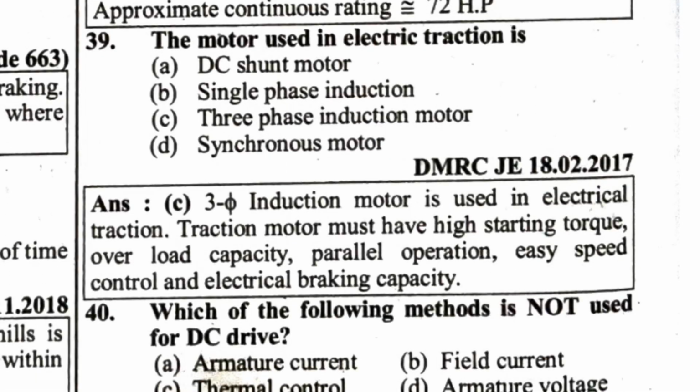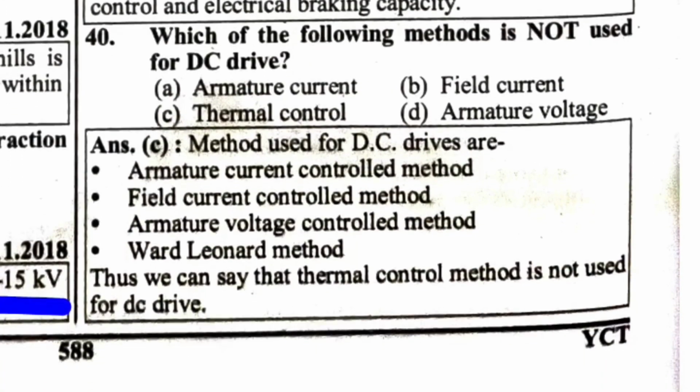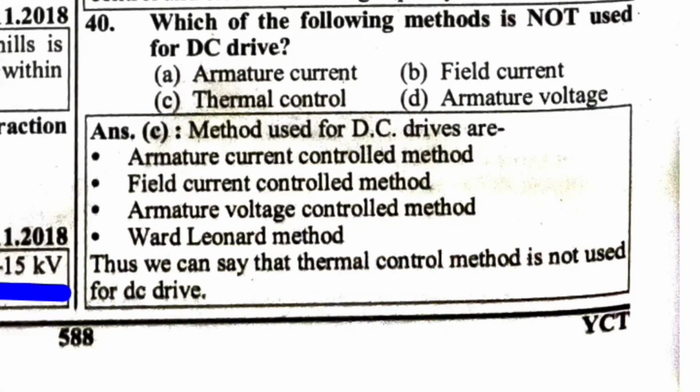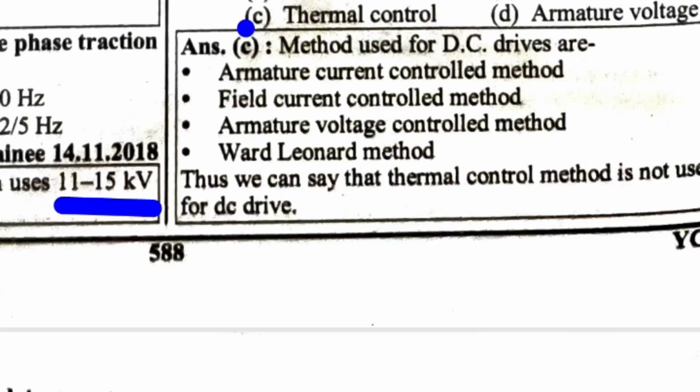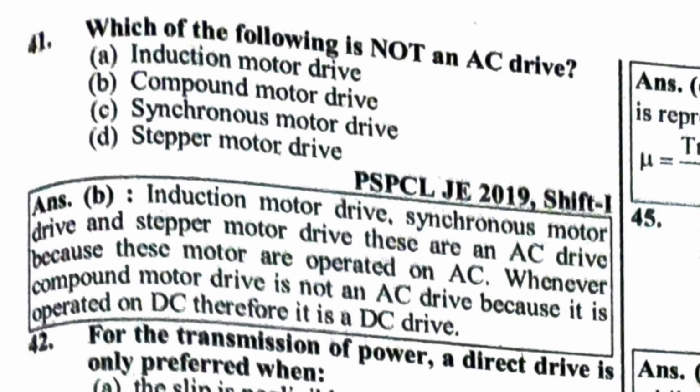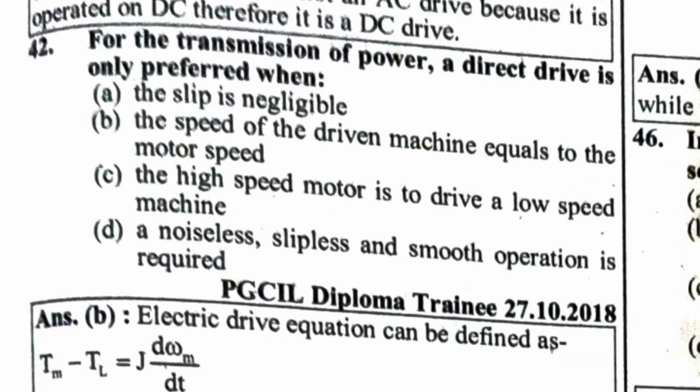The motor used in electric traction is the 3-phase induction motor. Which of the following methods is not used for DC drive? Thermal control. Which of the following is not an AC drive? Compound motor drive. For the transmission of power, a direct drive is only preferred when the speed of the driven machine equals the motor speed.